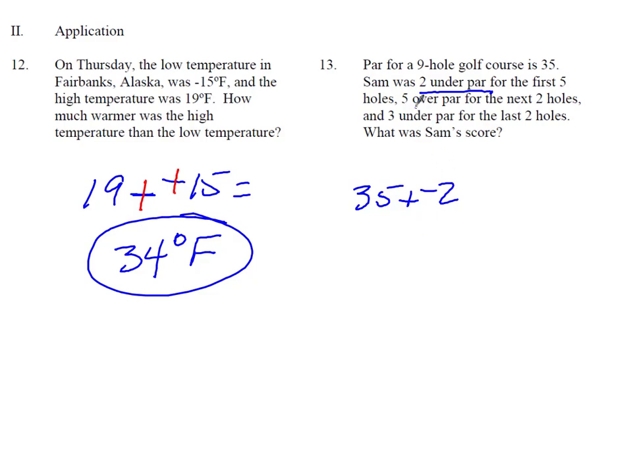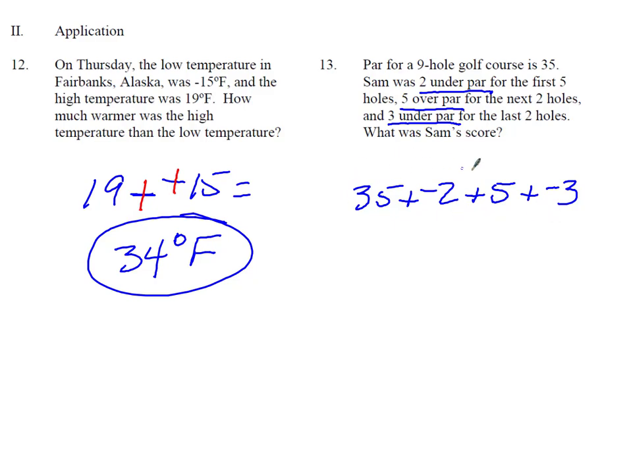Okay? Was 5 over par on the next 2 holes. Well, over par is a word that represents positive. So that's a plus 5. And then 3 under par for the last 2 holes. So that again is plus -3. What was Sam's score? If you add all this together, you get Sam's score.